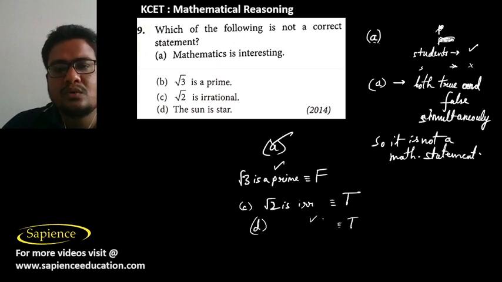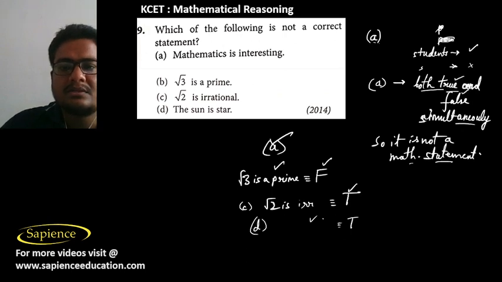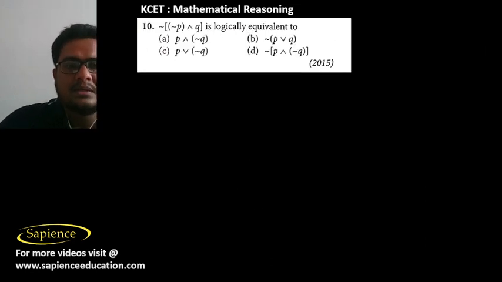So those statements whose truth value is either true or false, that is a mathematical statement. But those statements whose truth value can be either true or false at the same time, that is not a mathematical statement. Option A is the answer.